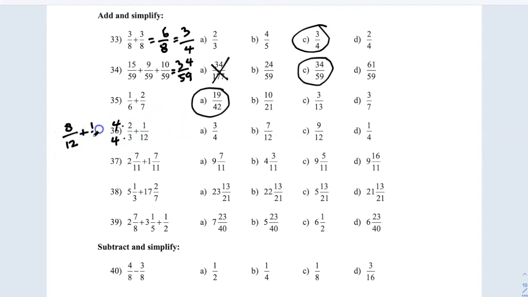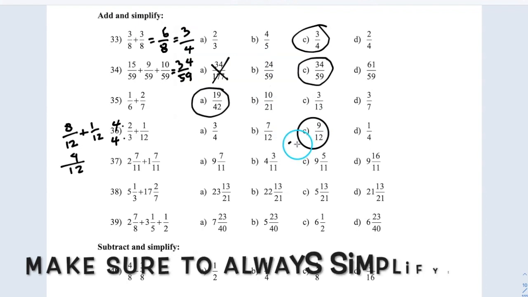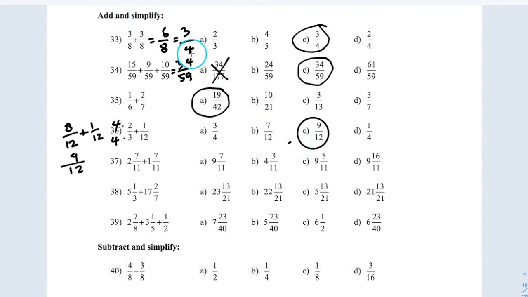I don't have to do anything with the second fraction because now I have the same denominator. I keep my denominator and I add the top. 9 over 12. Is that one of my answers? So is this my answer? No, because they say add and simplify. So I have to simplify that 9 over 12.